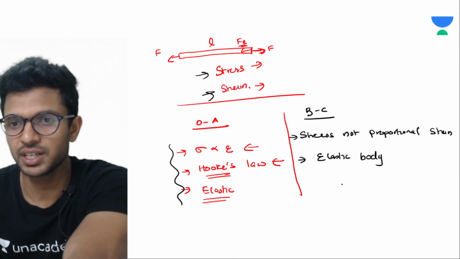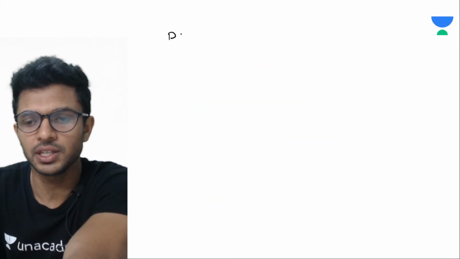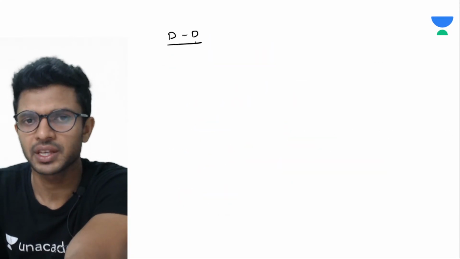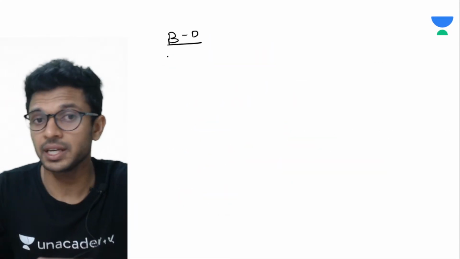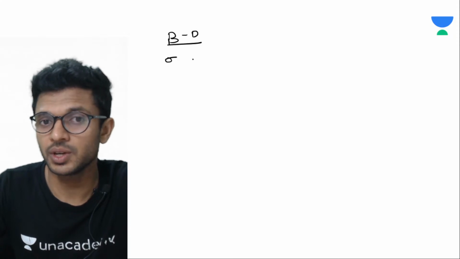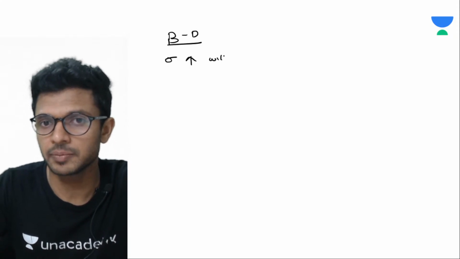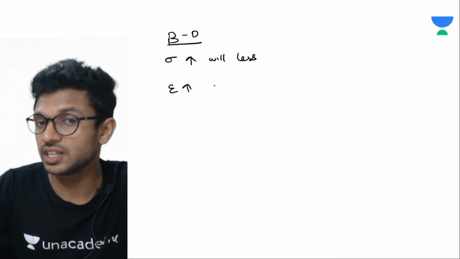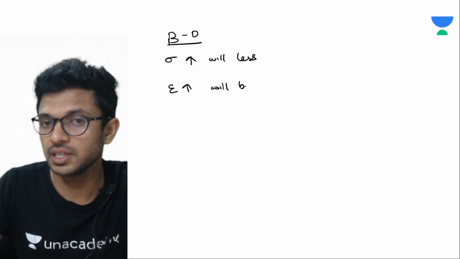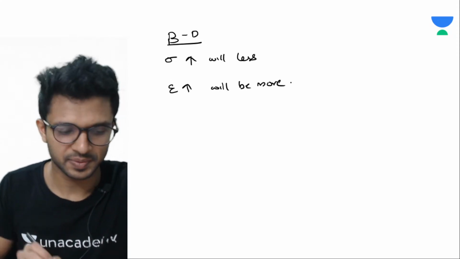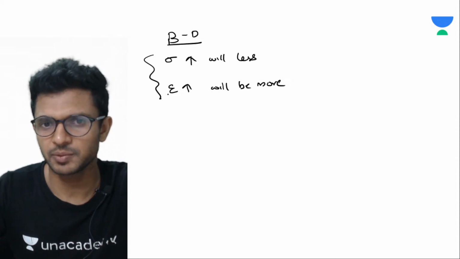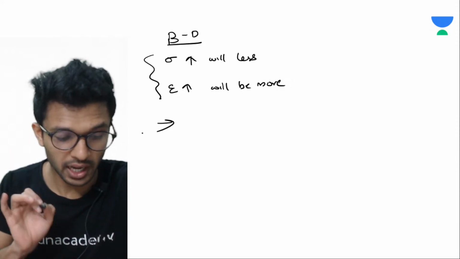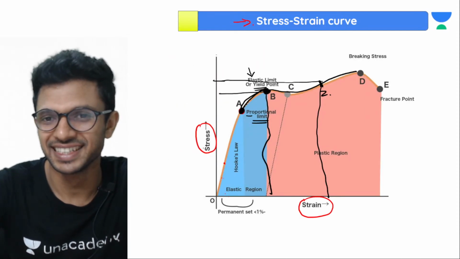If you want, I can write it down. So B to D: stress increase will be less. At the same time, the increase of strain will be very more. The very first point, you can consider this as one single point. Okay? Now, look at the next point.